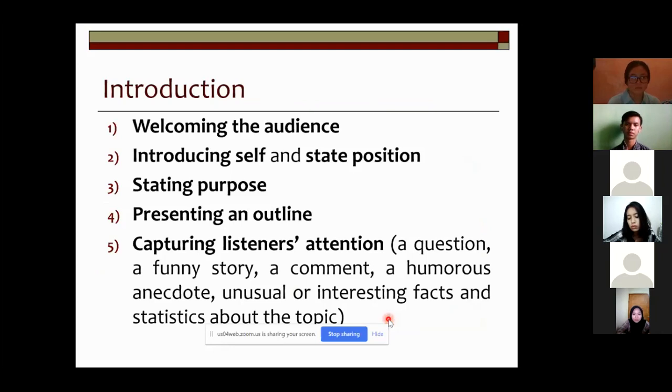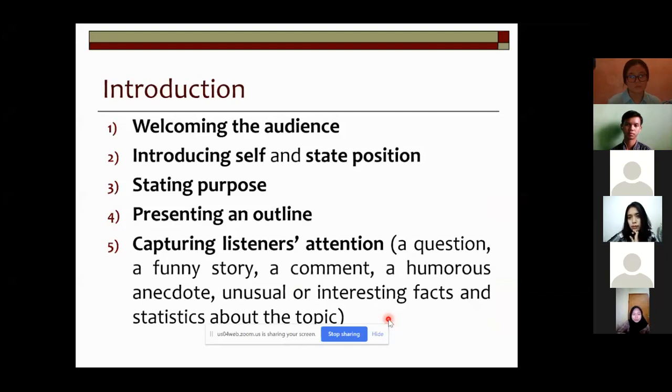Then what about the introduction? What kinds of things do you have to prepare in your introduction during an English presentation? The first one, of course, is welcoming the audience. The purpose of welcoming the audience is to welcome and respect your audience for coming, for listening, for waiting for you to talk about something in front of the public. So you need to respect what your audience did, by welcoming them.